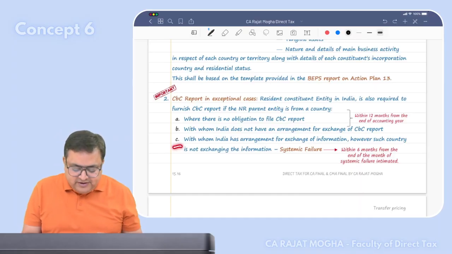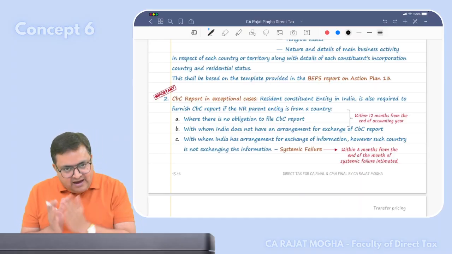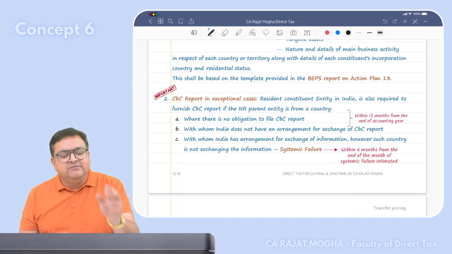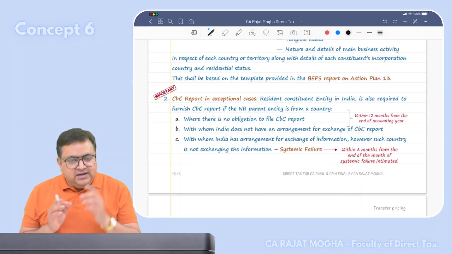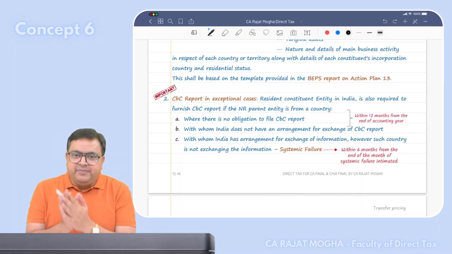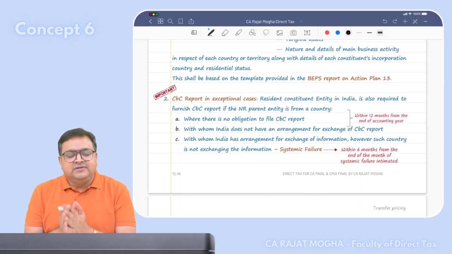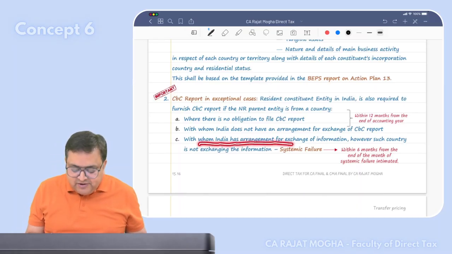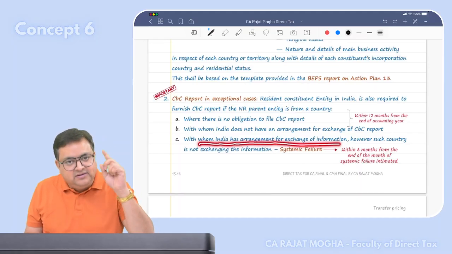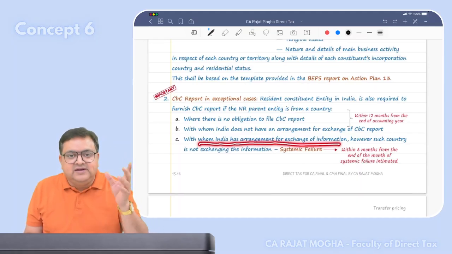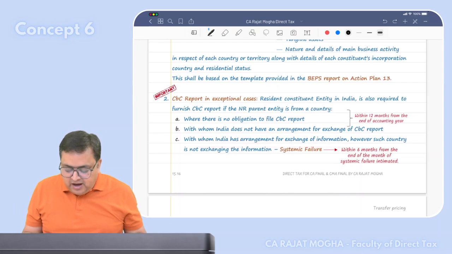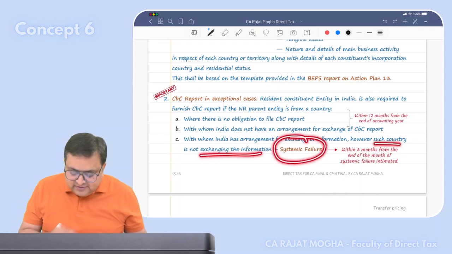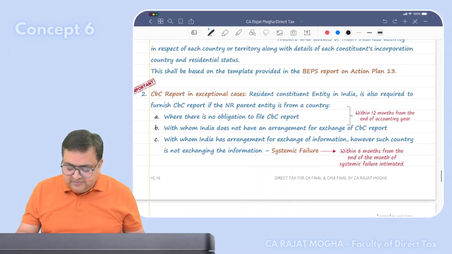But the third point is that we have the exchange information, but still it is not being shared due to any reason, which is called systemic failure. Then you will get the intimation from the department. Once you get the intimation, please submit your CBCR. So with whom India has an arrangement for exchange of information, although we have the DTAA with them, we have the exchange agreement with them, however, such country is not exchanging this information. This is known as systemic failure. Got it? This is known as systemic failure.